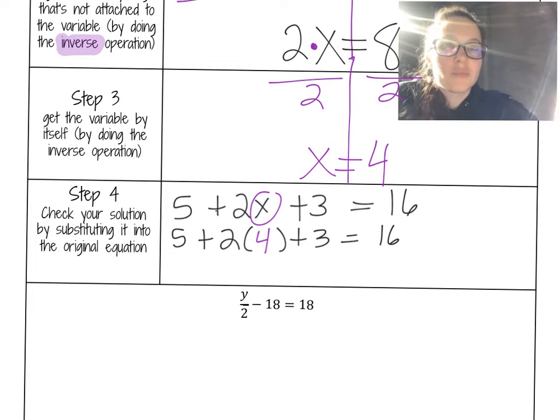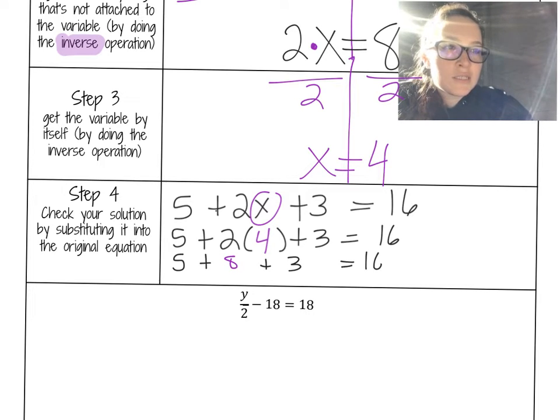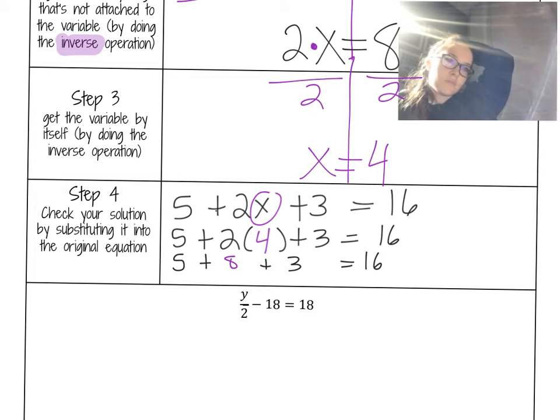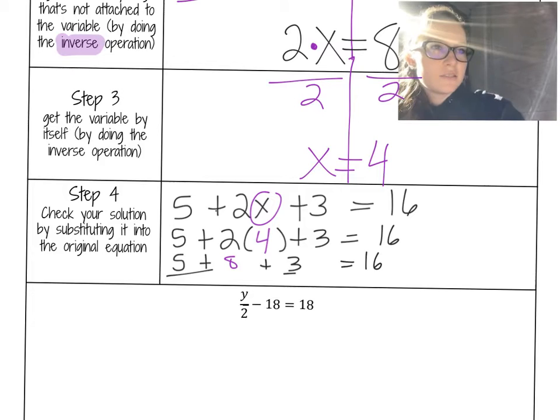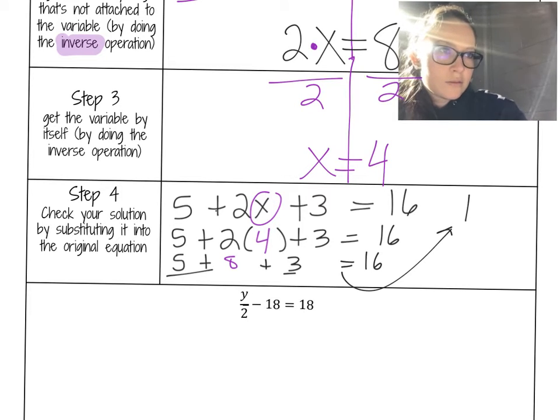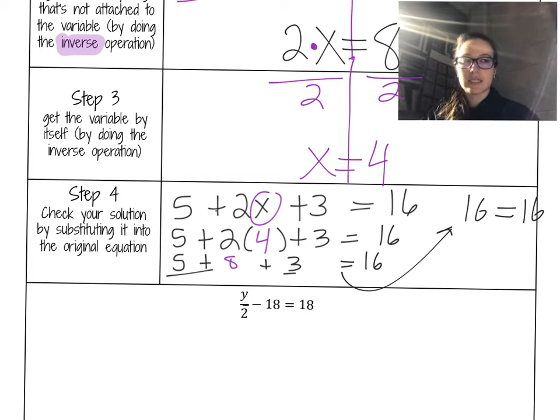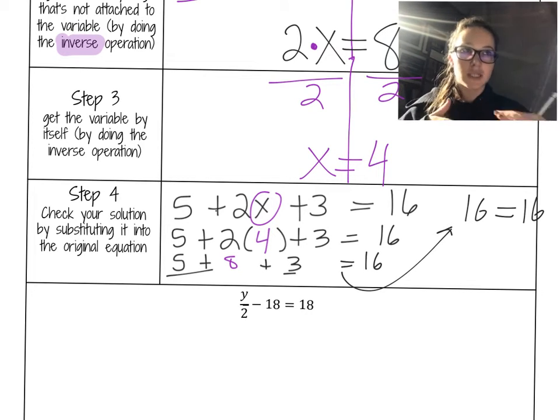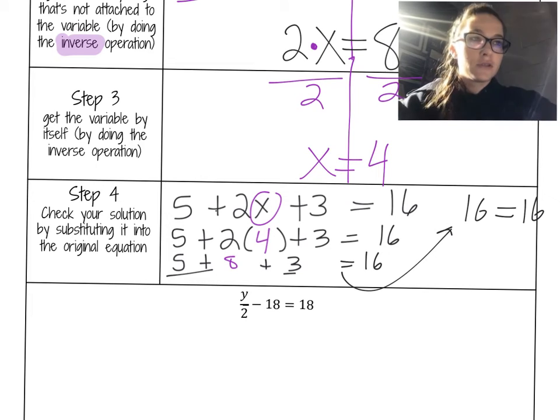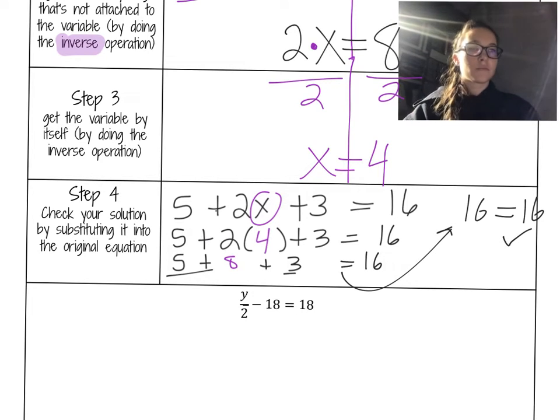So using my order of operations, this is 5 plus 8 plus 3 equals 16. Okay, 5 plus 8 is 13. 13 plus 3 is 16. I get 16 equals 16. That is a true statement. 16 is itself. So this does work.